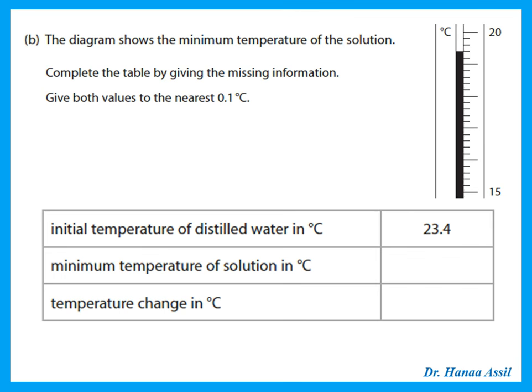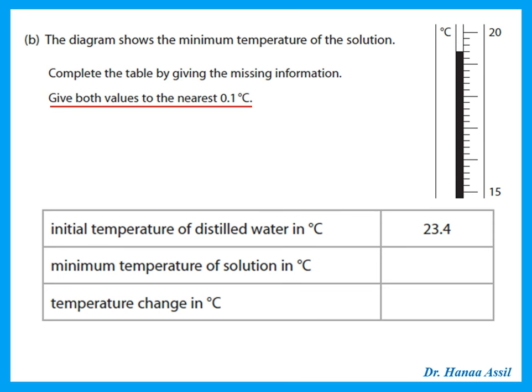The diagram shows the minimum temperature of the solution. Notice minimum, that means the temperature is going down. Complete the table by giving the missing information. So the minimum temperature shown on that thermometer, give the values to the nearest 0.1. So what do we read there? That is 19.4. And the difference is 4.0. Do not forget to give it in 1 decimal place. So don't just say the temperature changes 4.